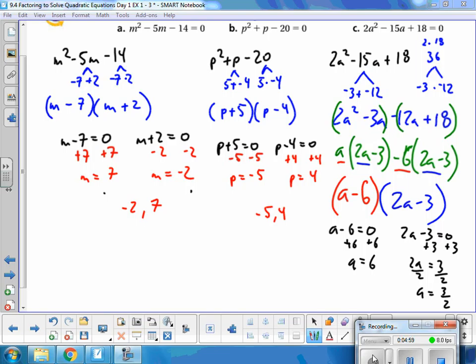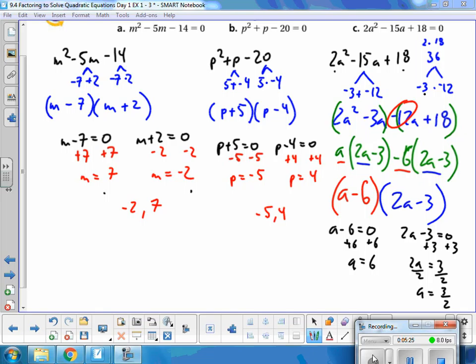When there's an A term bigger than 1, I had to take my A term times my B term, and I ended up working with 36, factored that out to get negative 3 and negative 12, and it left me with 2a squared minus 3a minus 12a plus 18. I grouped those, factored each one of those. Something I had to keep an eye on was how this negative plays out.